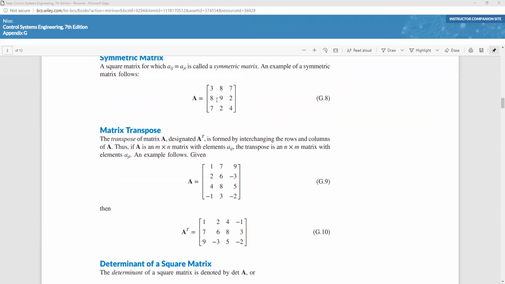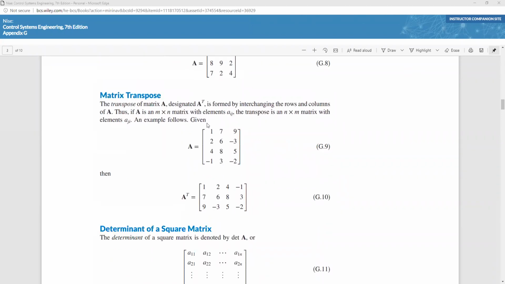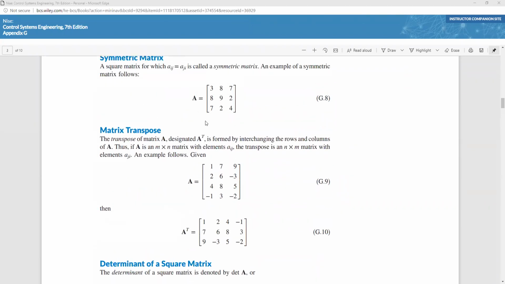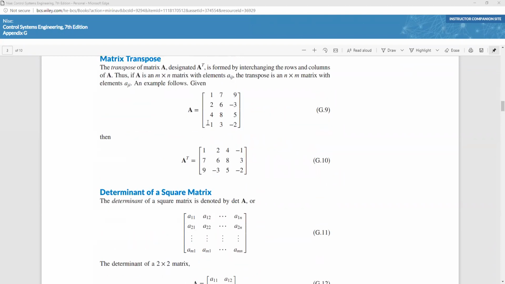Now symmetric matrix, you understand this is A11, that is A12, that is A13, that is A21, A22, A23, and that is A31, A32, A33, like this. Now see, transpose matrix means it just changes.